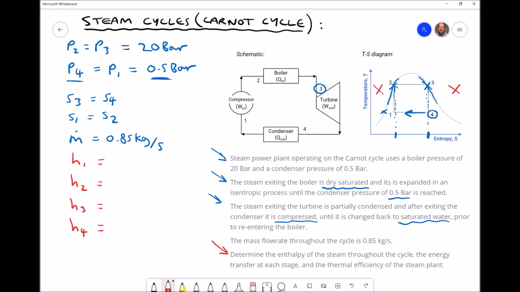So we're going to clear the screen and we're going to work round our cycle and determine our enthalpy values at each of those positions, H1 to H4.